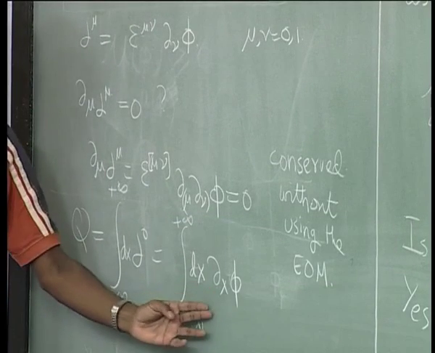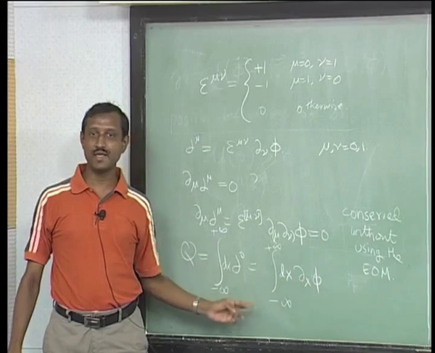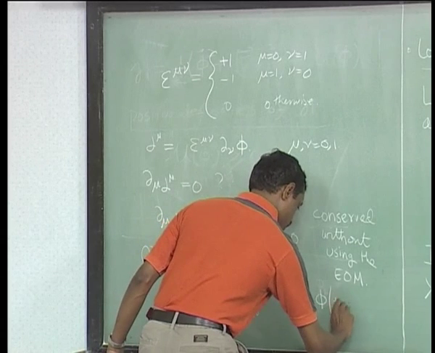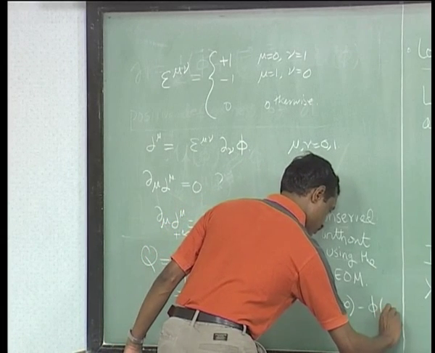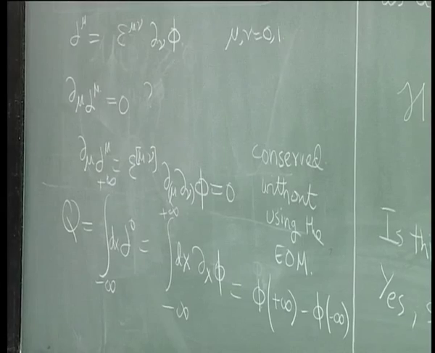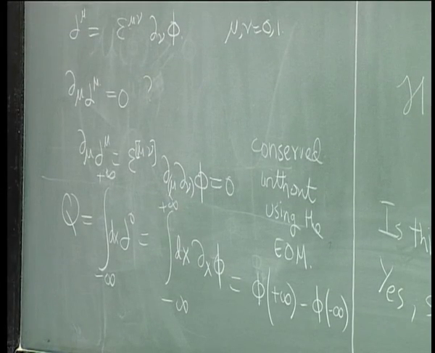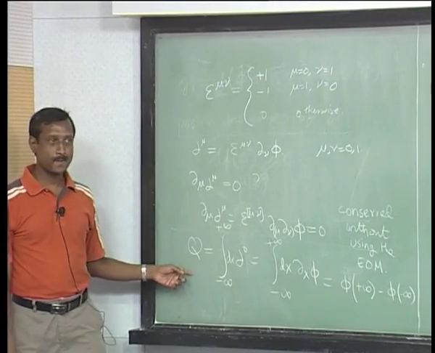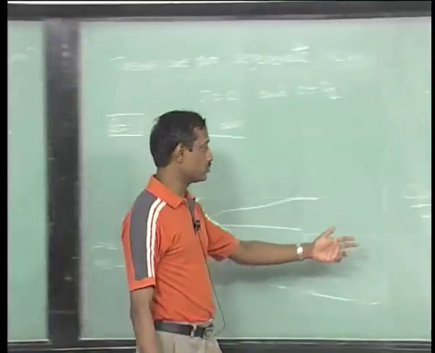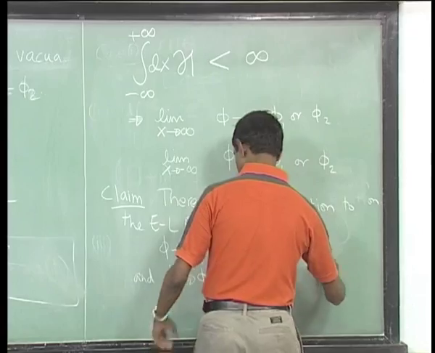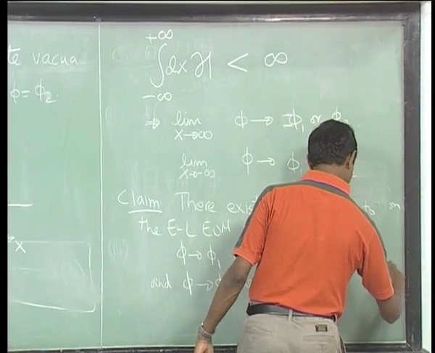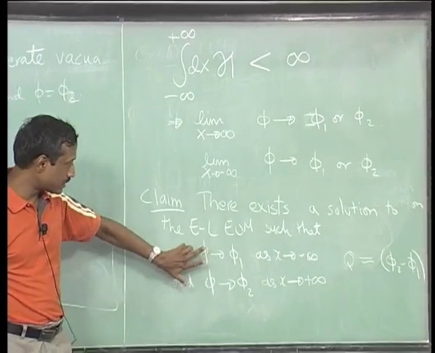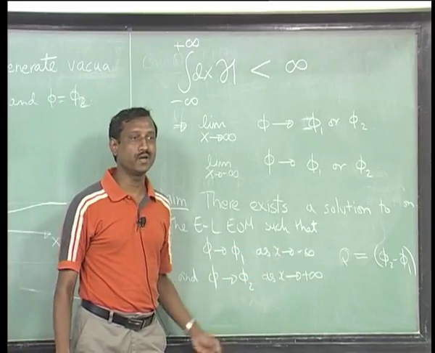But what is this? It is just the value of phi at plus infinity and minus infinity. Those are your boundary conditions. So you can see that the vacuum solutions correspond to having charge 0, while this particular solution has q equal to phi 2 minus phi 1, while, like I said, remember I told you the flip solution will have charge phi 1 minus phi 2.